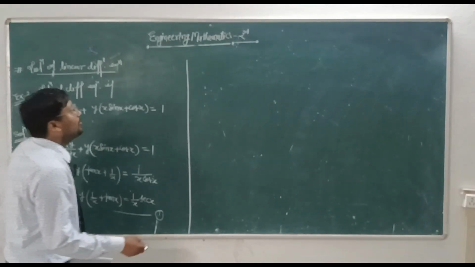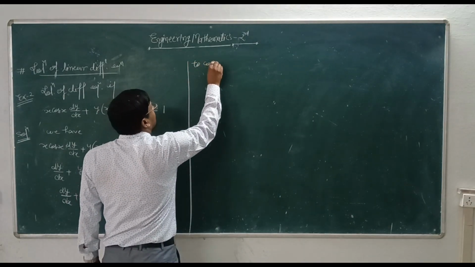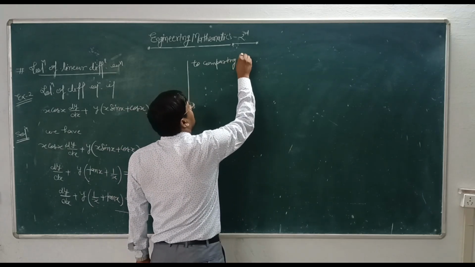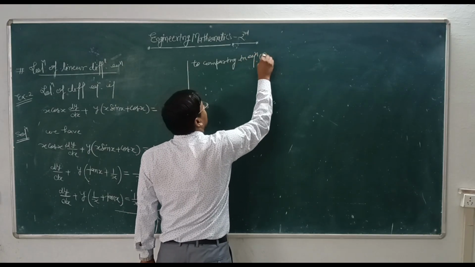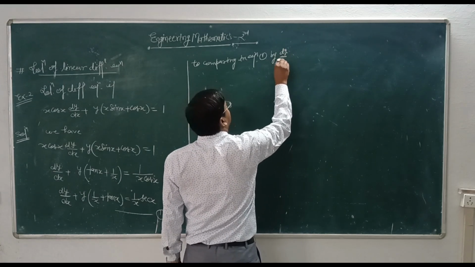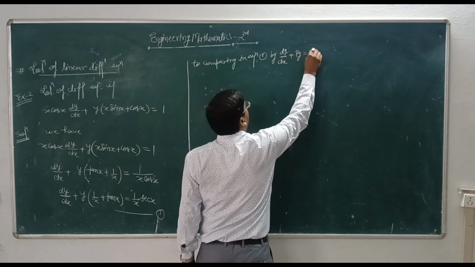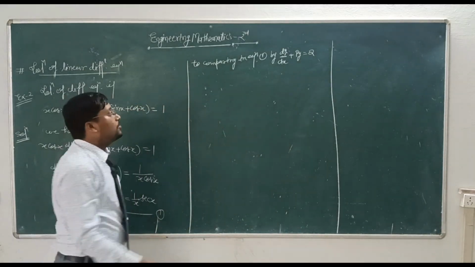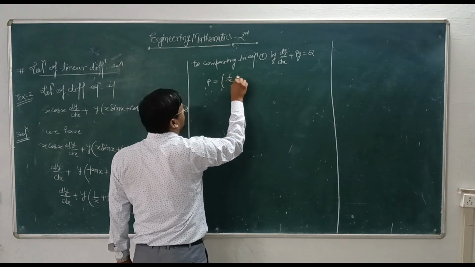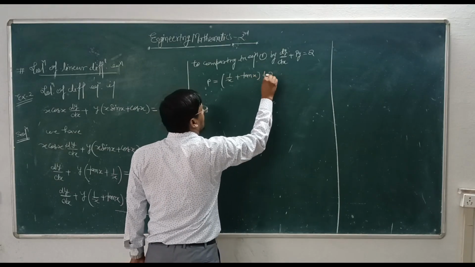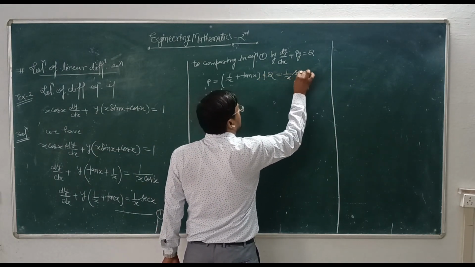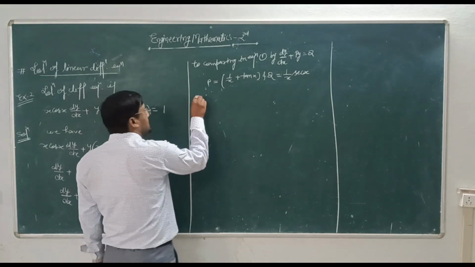Now comparing equation first with the linear differential equation dy/dx + Py = Q, you can find P = 1/x + tan x and Q = (1/x) sec x. Now you can first find the IF.